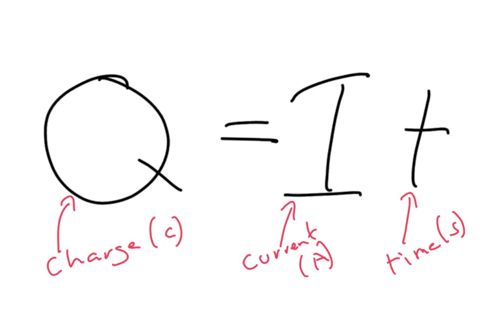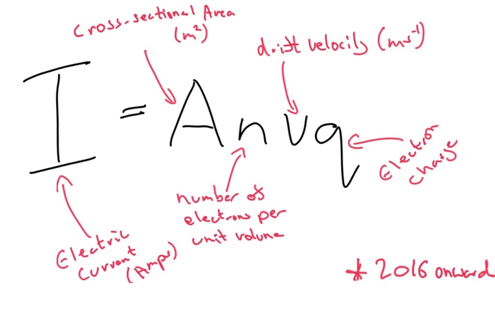Again, this equation is not required until the 2016 syllabus. The electric current, I, is equal to the cross-sectional area times by the number of electrons per unit volume times by v, the drift velocity measured in meters per second, times by q, the charge of an electron.